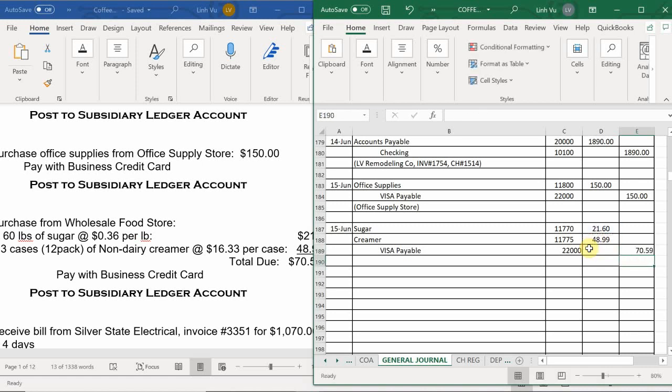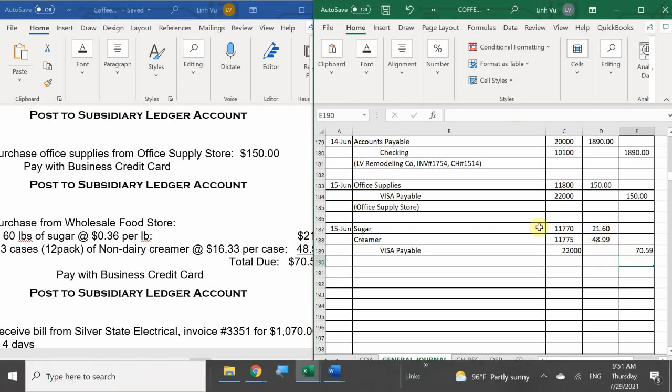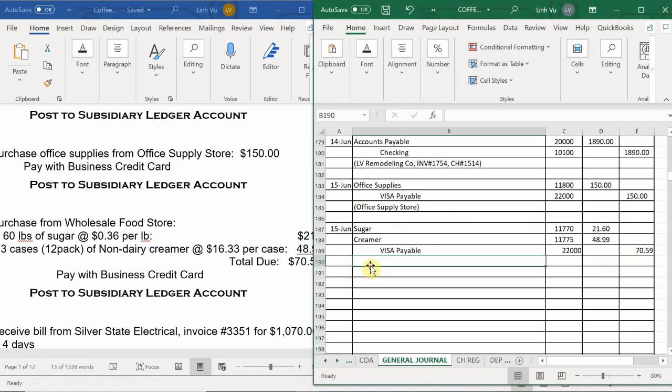And then we're going to go to the ledger. We didn't finish our description. Right there I would put purchase from Wholesale Foods, creamer and sugar. In this case, you already have the account, so it's up to you if you want to add that.